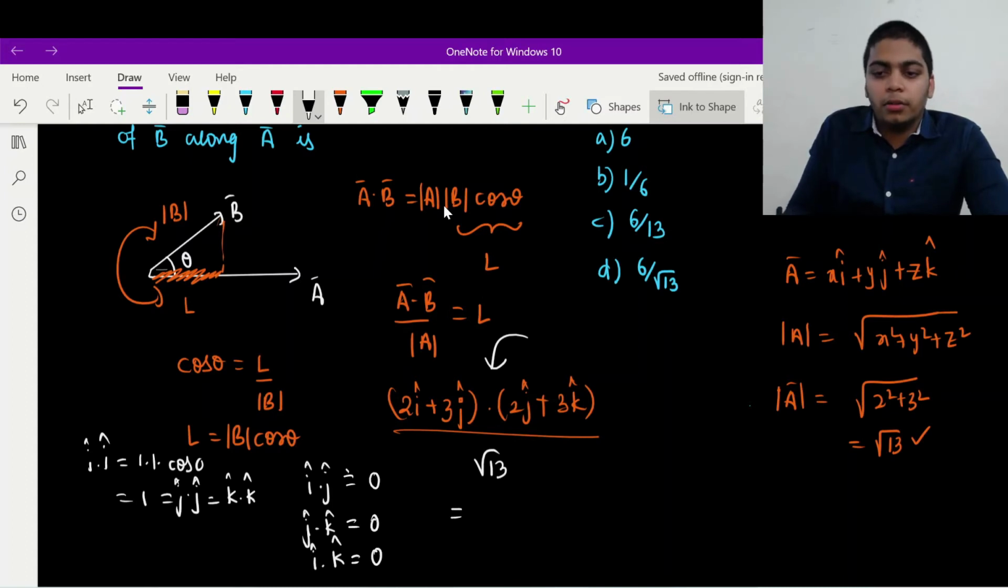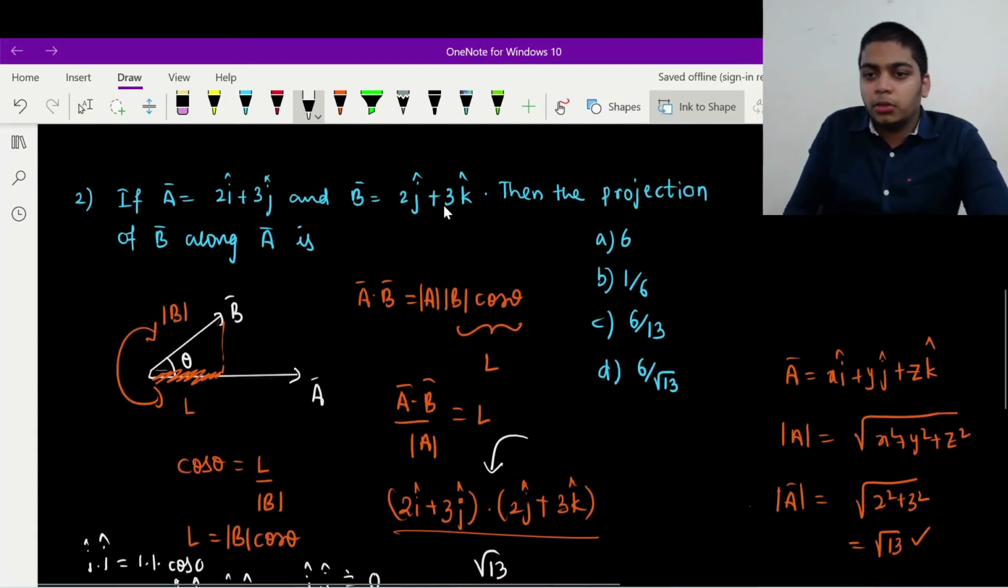Now we'll do the dot product in the numerator. So i dot j is 0, and i dot k is also 0, and the second case we come across is j dot j. So 3j dot 2j is nothing but 6, and 3j dot 3k is also 0. So 6 by root 13 is your projection of v bar along a bar. So it turns out to be option D, right?